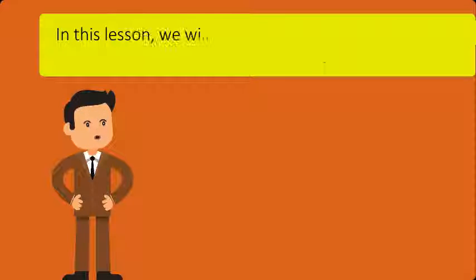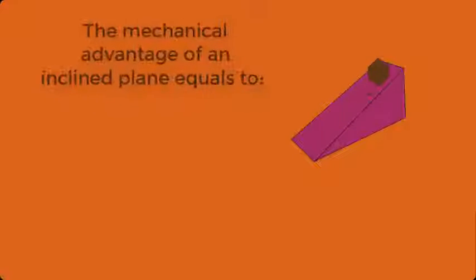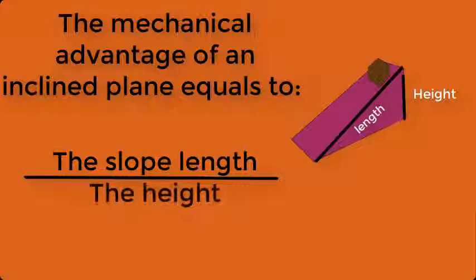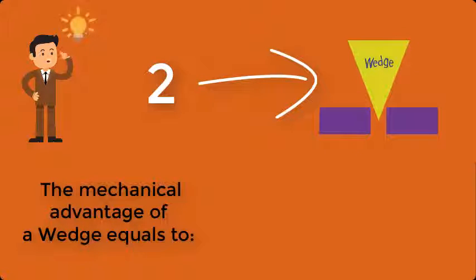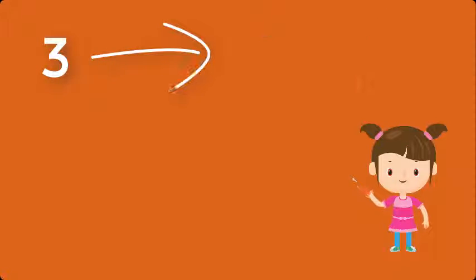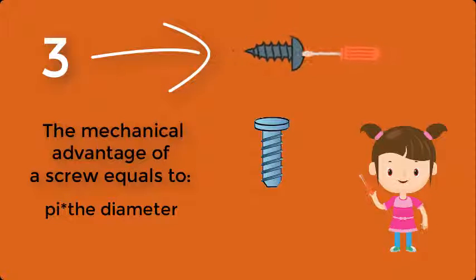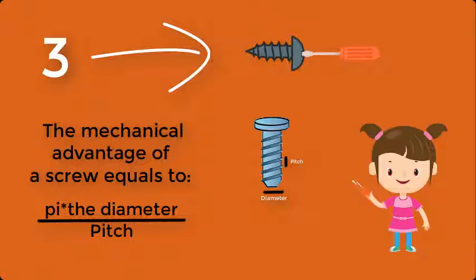In this lesson, we will review the mechanical advantage of 3 out of the 6 simple machines. Number 1. The inclined plane. The mechanical advantage of an inclined plane equals to the length of the slope divided by the height. Following the same principle, the mechanical advantage of the wedge equals to the length divided by its thickness. Finally, the mechanical advantage of a screw equals to pi multiplied by the diameter and divided by pitch.